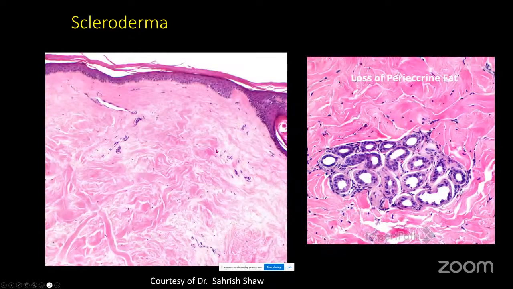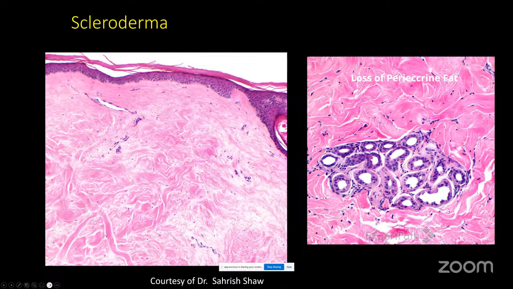So scleroderma, basically the nice discrete collagen bundles that I showed you earlier are all just merged into this sort of diffuse sclerotic material, sclerotic change of the dermis. You can sometimes see the collagen bundle still here, but they're very sclerotic. You can see the papillary dermis is homogenized and sclerotic, not really homogenized, but very smooth and sclerotic. You lose the periacrine fat.